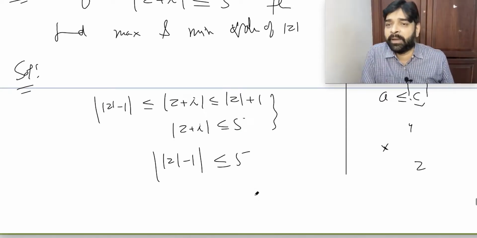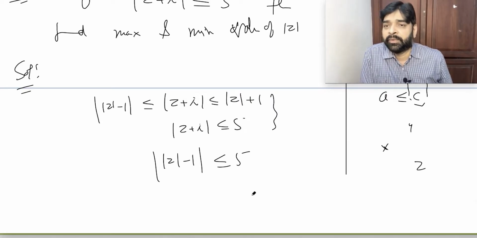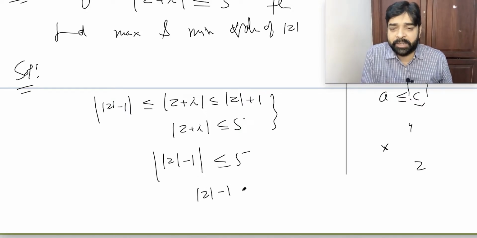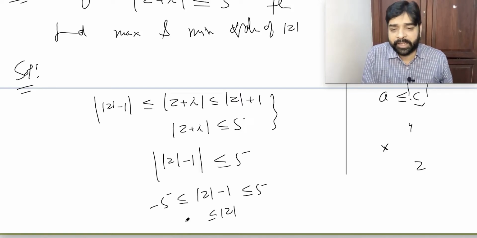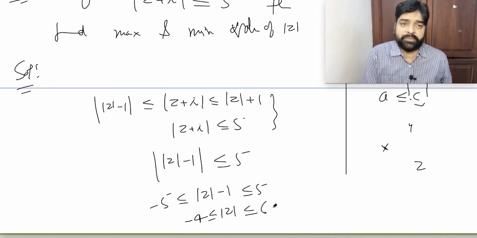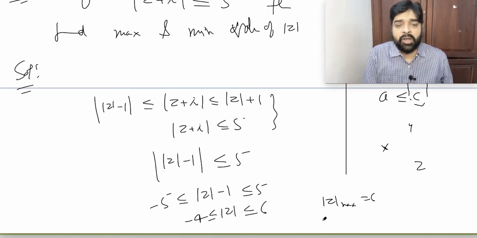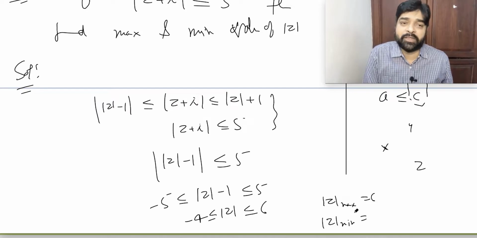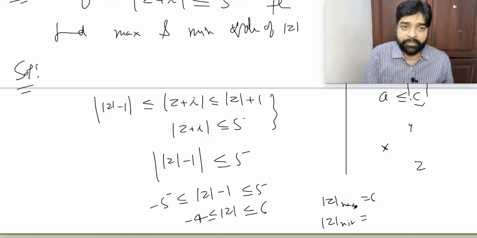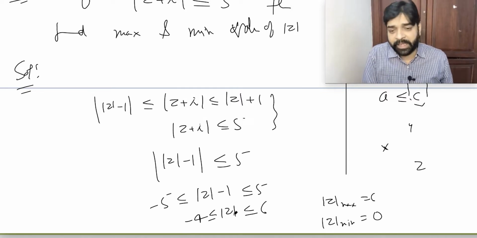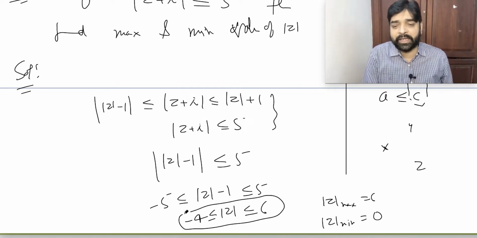Did you understand the steps? Now, from here I can say mod z minus 1 is less than equal to 5 but greater than equal to minus 5. Or you can say mod z is greater than equal to minus 4 but less than equal to 6. So what is the mod z maximum value? 6. What is the mod z minimum value? Minimum value, don't say minus 4. Mod z cannot be negative, so you will say 0. Because this is the only condition I am having. I don't have any other condition.